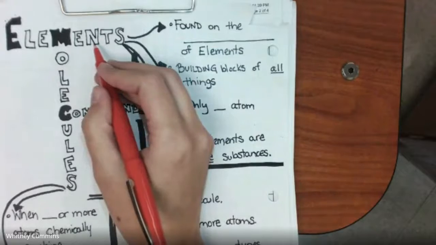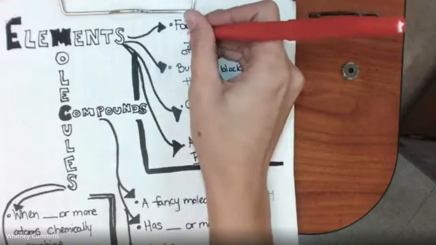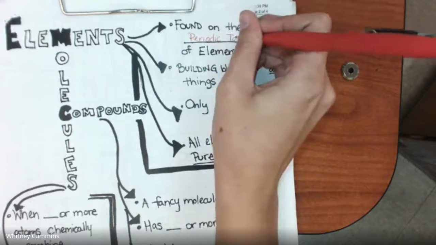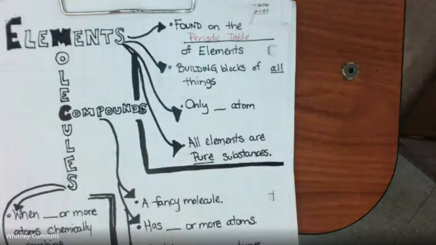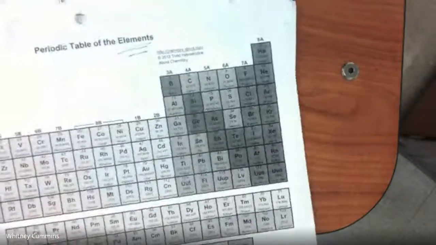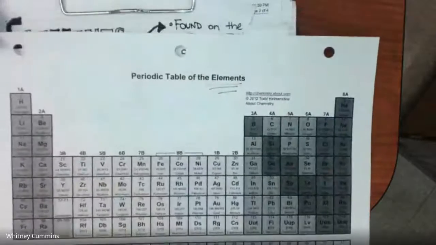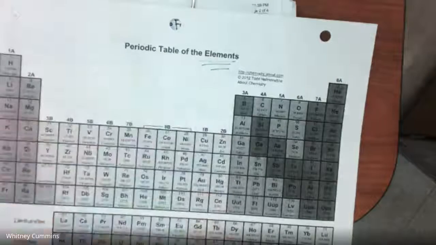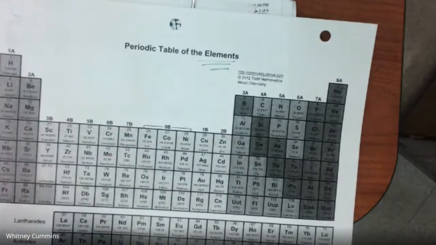Elements are super easy because they are found on the periodic table of elements. So if it's on this periodic table, it is an element, which means it is one of those building blocks, one of the 118 things that everything in the world is made out of.